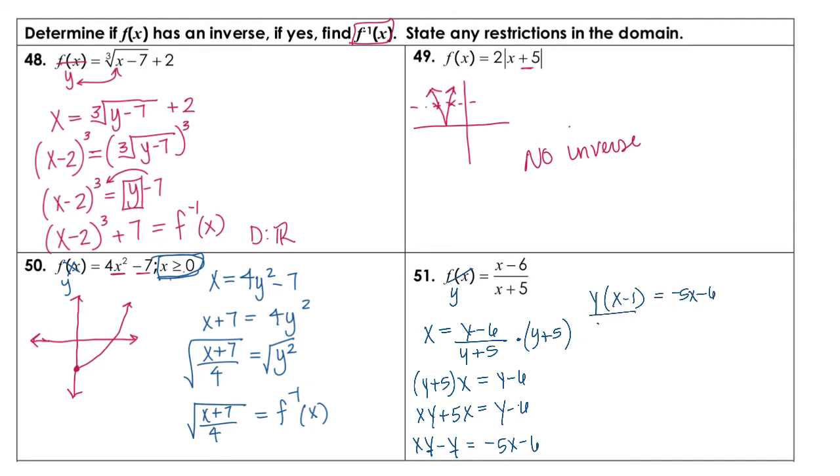And now we're going to divide both sides by x minus 1. And now we're left with our y, which we're going to say f inverse of x equals negative 5x minus 6 over x minus 1. And now we need to talk about the domain, which is going to be all real numbers except for when x is 1. And that's because if I set that denominator equal to 0 and solve, that's going to give me a 1 there.